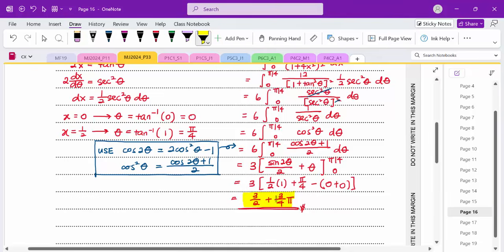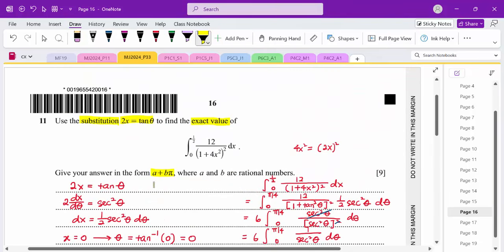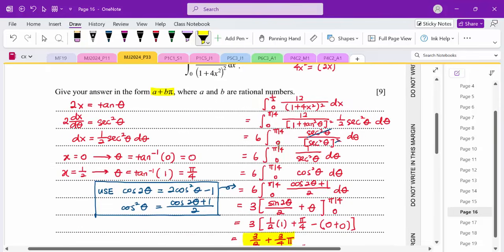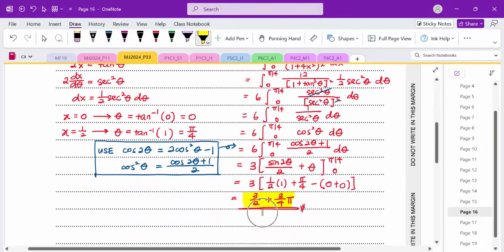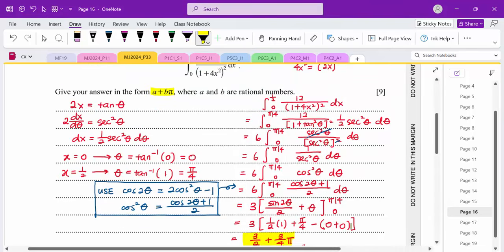Alright, and this is the answer because in this question, they did hint us that our final answer should be in the form of a plus b pi. And it is an exact value, right? So if you observe our answer here, it is exactly the pattern that they requested, a plus b pi. And both of these are rational numbers.